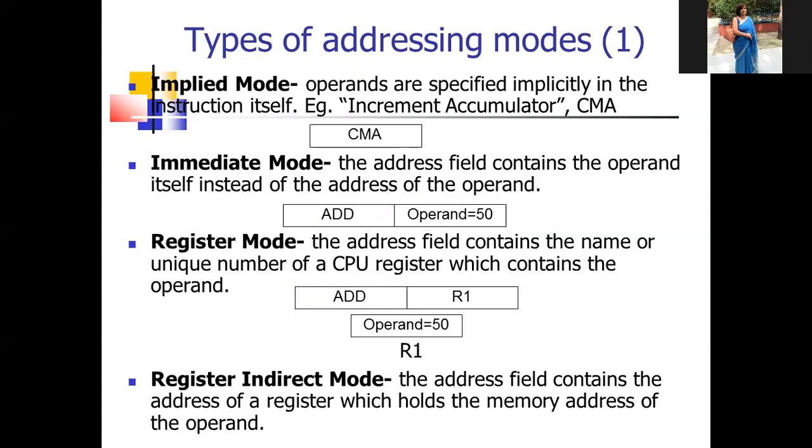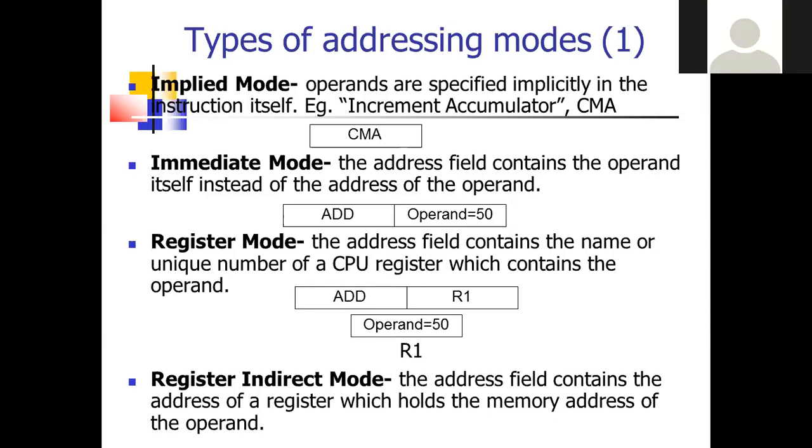Other than these two, we have different kinds of addressing modes. We'll discuss them one by one. First one is the implied mode. Implied mode says that operands are specified implicitly in the instruction itself. Means there is no need to explicitly specify the address or value of the operand. It's implicitly specified in the definition of the instruction.